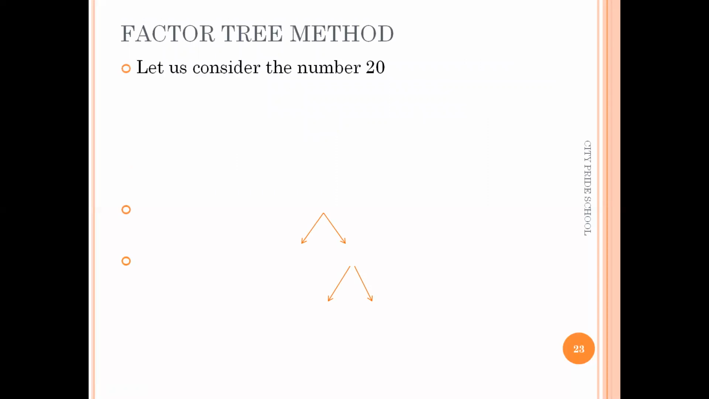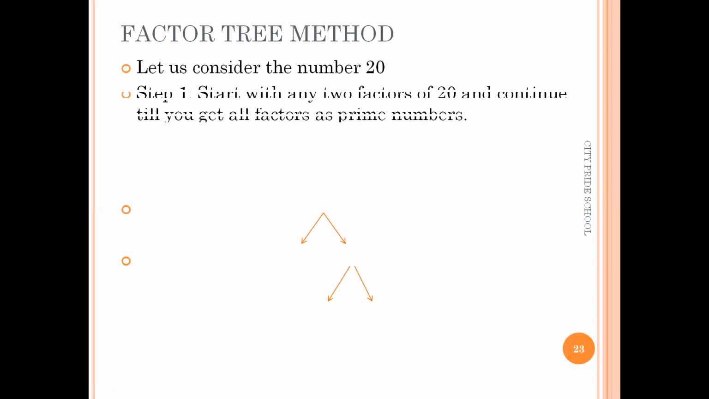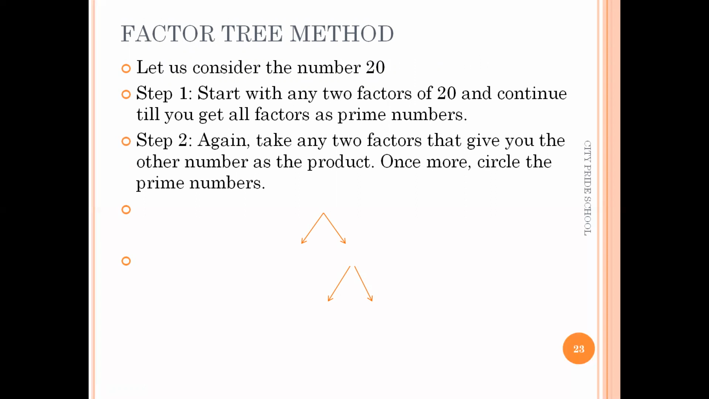So let us consider the number 20. The first step is to start with any two factors of 20 and continue till you get all the factors as prime numbers only. Here we want only prime numbers. Okay, only prime factors we want. Step 2 is again take any two factors that give you the other number as the product. Once more, circle the prime numbers.